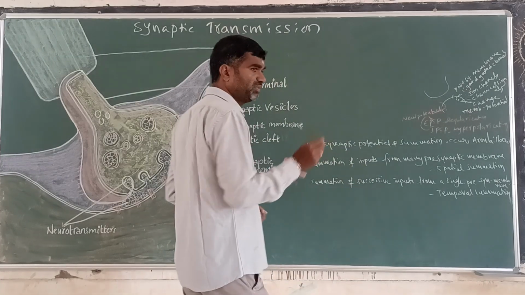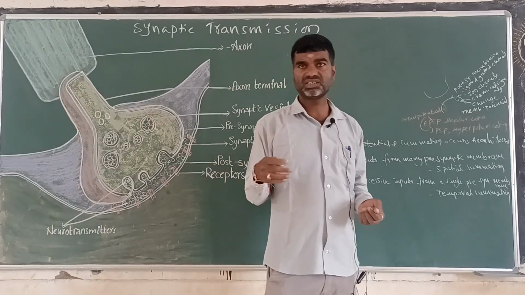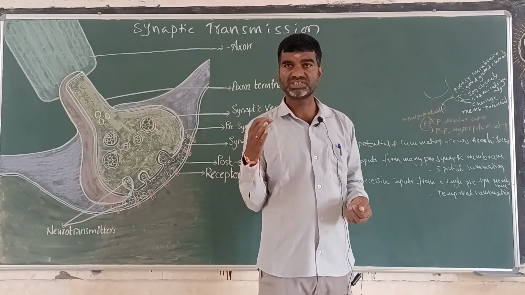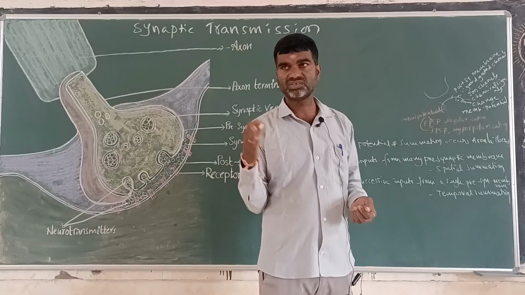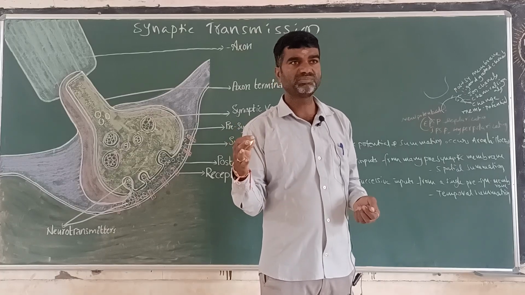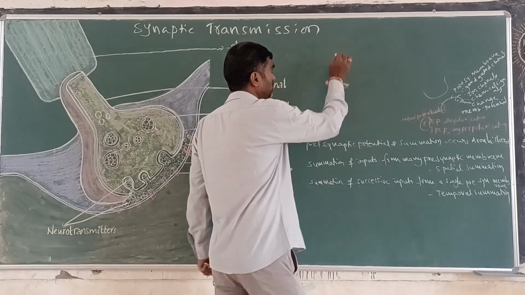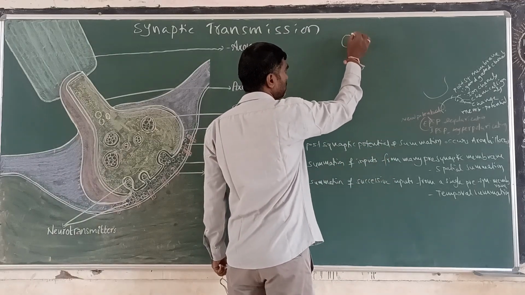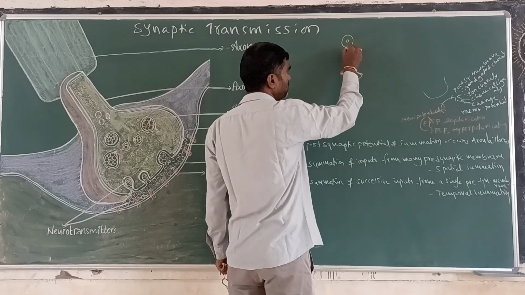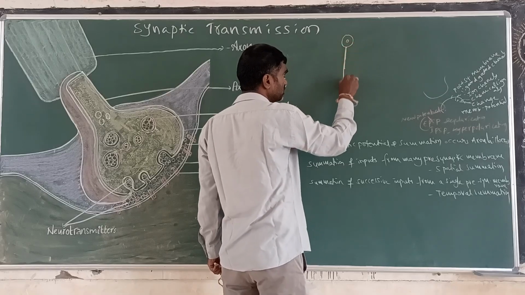Before going to synaptic transmission, the messages are transmitted from one neuron to another neuron. How is it jumping from one neuron to another neuron? So we can observe this. What is this called here? It is called a neuron. Structure of the neuron.